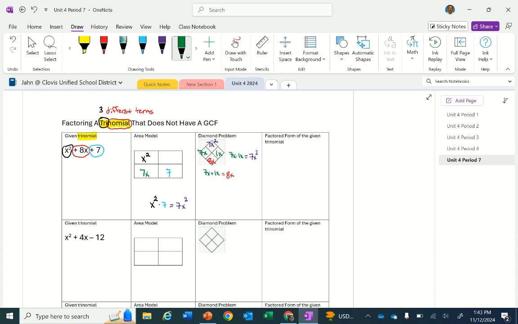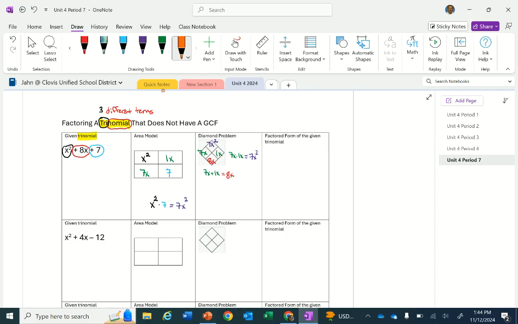Once we find the left and the right of the diamond problem, we move those two results, 7x and 1x, into the two empty spaces of the area model, the upper right and lower left. It doesn't matter which one goes where. You could switch the 1x and the 7x spots. Now we're going to find the outside parts of the area model, and those will be our factors.